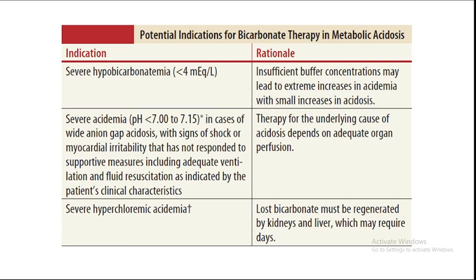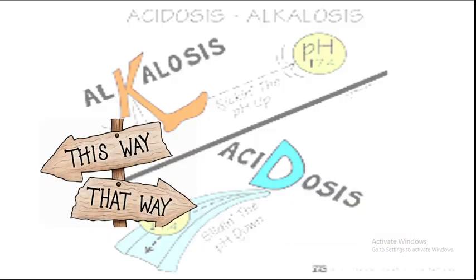So this gives some indications for bicarbonate treatment in metabolic acidosis. If the bicarbonate is less than 4, you will give it. In critical acidemia and negative inotropy you can give it, and also in normal anion gap metabolic acidosis you can give it, because there is loss of bicarbonate there, right? Okay.